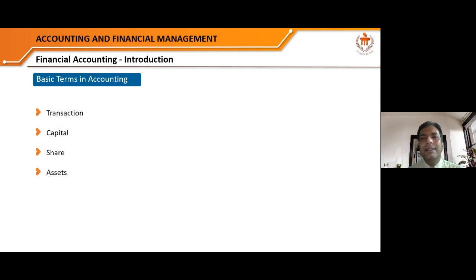Next we have assets. Anything a business owns, whether it's furniture, land, a building, a vehicle, livestock, anything which the business has a right to claim, ownership rights over, is called an asset of the business. So that is assets.